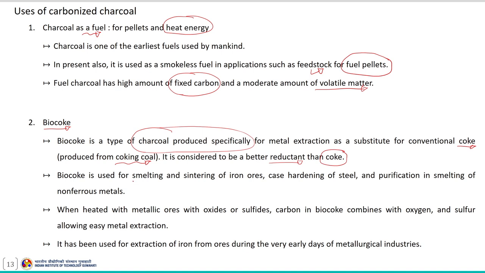Even the biocoke is used for the smelting purpose and sintering of iron ores, hardening of steel and purification in smelting of non-ferrous metals as well. And when this biocoke is treated with metallic ores with oxides or sulfides, then the carbon in the biocoke combines with the oxygen and sulfur, allowing easy metal extraction. This biocoke was also used for the extraction of iron from ores during the very early days of the metallurgical industries. And the charcoal, that's why it has a very long history, and it has been used widely for the extraction of iron from the ores during the very early days of the metallurgical industries.